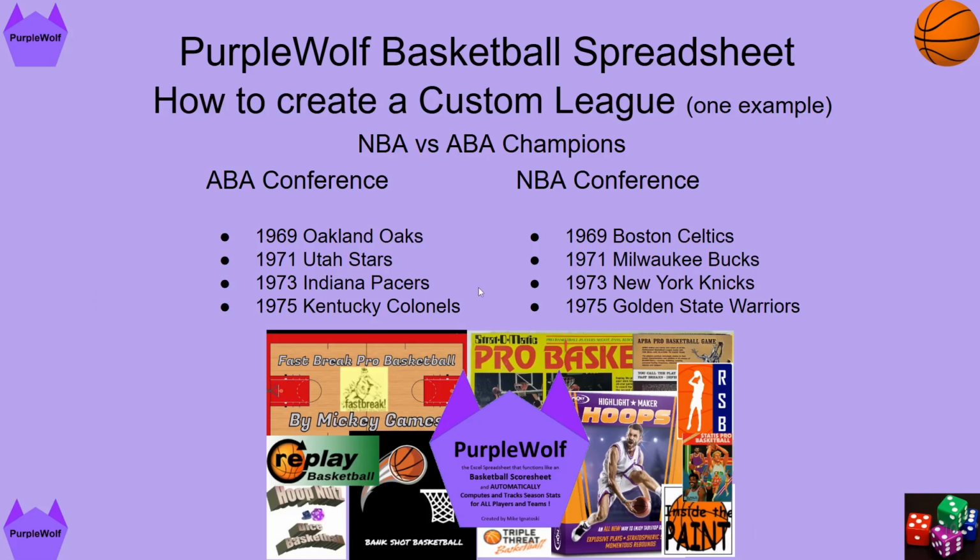Specifically in this example, I'm going to create a custom league of NBA versus ABA champions. I'm going to have an ABA conference and an NBA conference, and each conference will have a single division with 4 historical teams in it. So let's see how to do that.